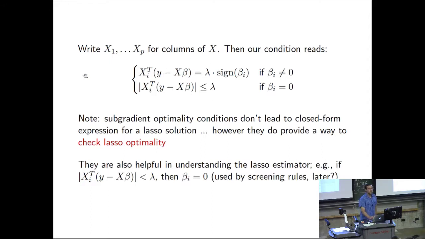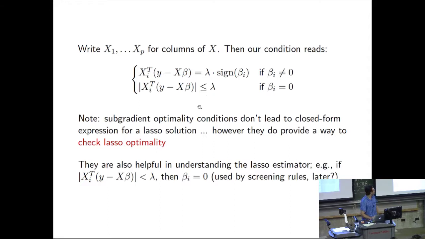But they do lead to a lot of other things. For example, I think I already mentioned to you that they lead to a proof of support recovery under some kind of model conditions. And even much more simply, they give us a way to check lasso optimality. So if somebody says, here I have this beta, it's a solution, you can check it by just checking these conditions. If the inner product of xi with the residuals is indeed lambda or minus lambda for all the betas that were non-zero, and for all the betas that were 0 is less than or equal to lambda, then that's a check that we have a solution.